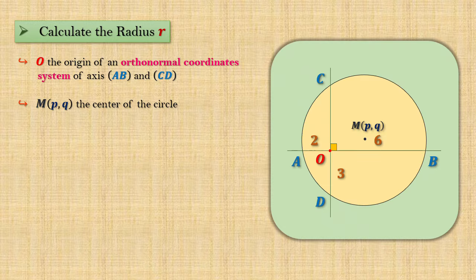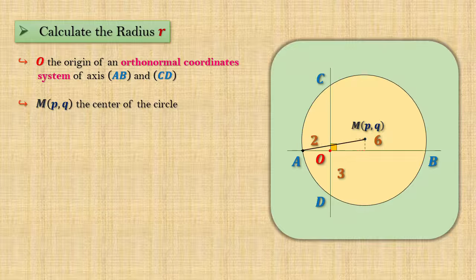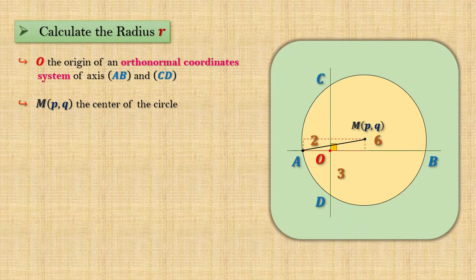Based on the given configuration, the coordinates of points on the circle are: point A has coordinates -2 and 0. Point B has coordinates 6 and 0. Point D has coordinates 0 and -3. Tracing the radius from point A to point M, the segment MA has a first component equal to -2 minus P and a second component equal to 0 minus Q.